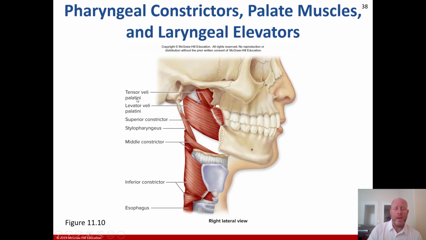The tensor veli palatini is here. The levator veli palatini is here. Superior constrictor. And the stylopharyngeus, middle constrictor, our inferior constrictor, and our esophagus.